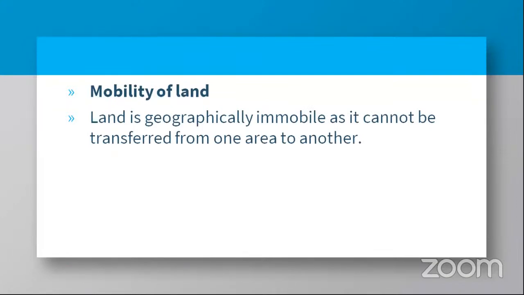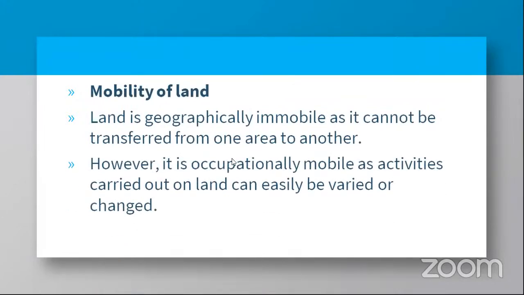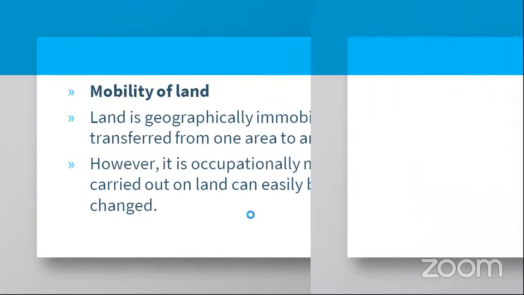We are saying land is geographically immobile, as it cannot be transferred from one area to another. And that is true. We cannot transfer land from one area to the other. However, it is occupationally mobile, as activities carried out on land can easily be varied or changed, meaning that land is occupationally mobile. Yes, here we are.